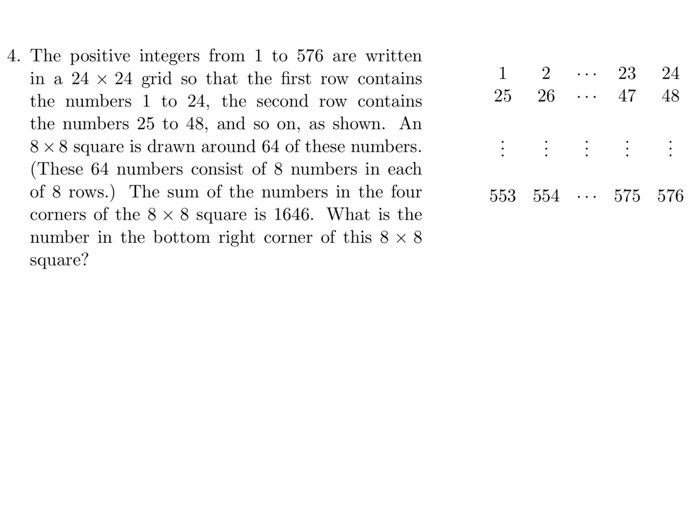The positive integers 1 to 576 are written in a 24 by 24 grid, so that the first row contains the numbers 1 to 24, the second row contains the numbers 25 to 48, and so on. An 8 by 8 square is drawn around 64 of these numbers. The sum of the numbers in the four corners of the 8 by 8 square is 1646. What is the number in the bottom right corner of this 8 by 8 square?